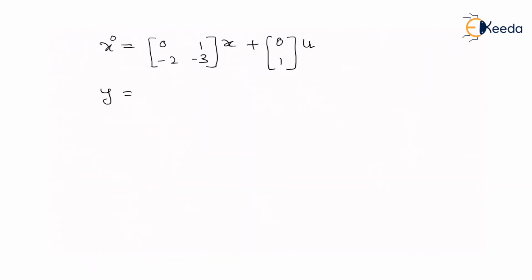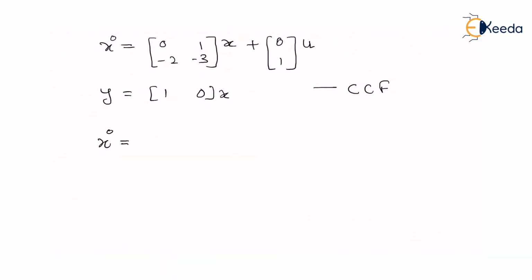From the previous example, we have the state model in the form of x dot = [0, 1; -2, -3] x + [0; 1] u, y = [1, 0] x. Now this is my controllable canonical form. So the observable canonical form will be as follows.